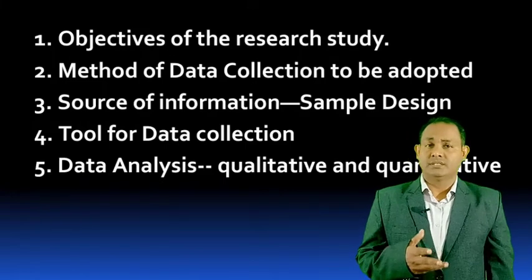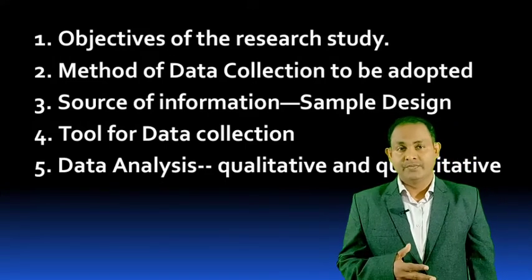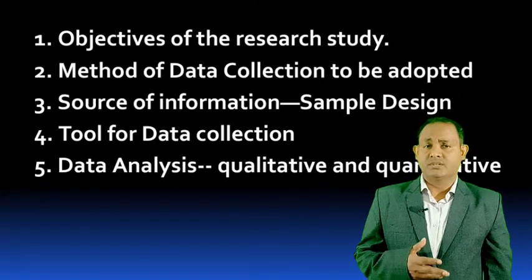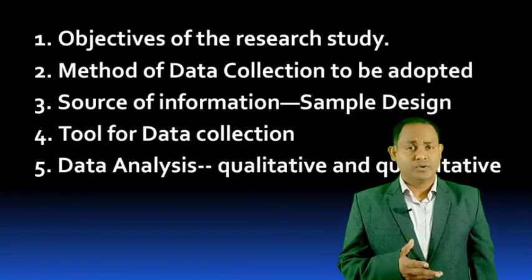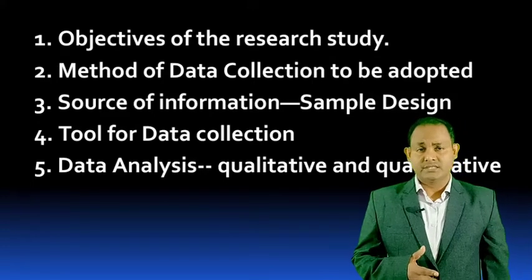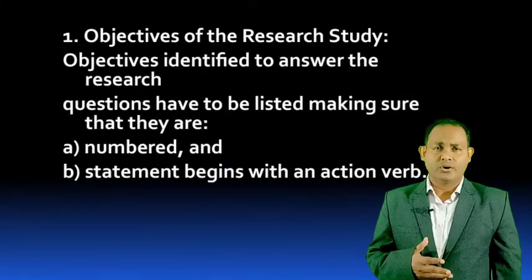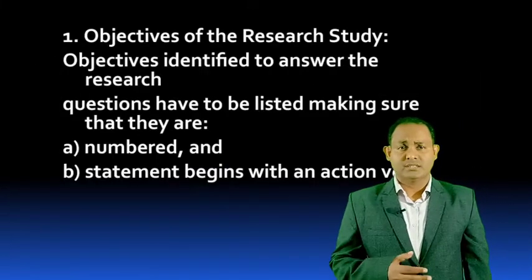After that, the preparation of a research design appropriate for a particular research problem involves the consideration of some important things you see here: objectives of the research study, method of data collection to be adopted, source of information, sample design, tool for data collection and data analysis. These five points are very important when you start your research.